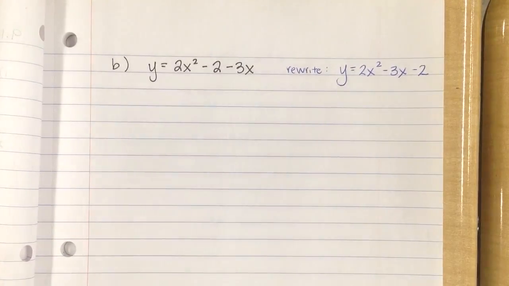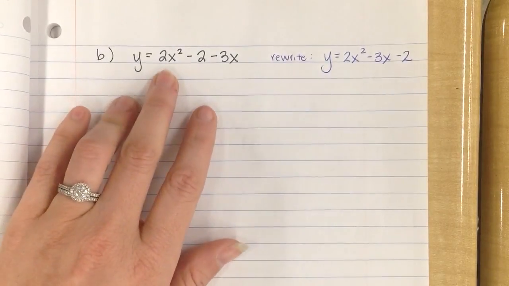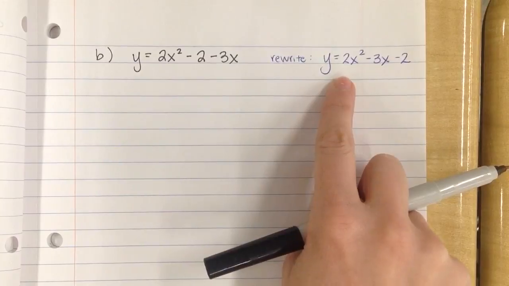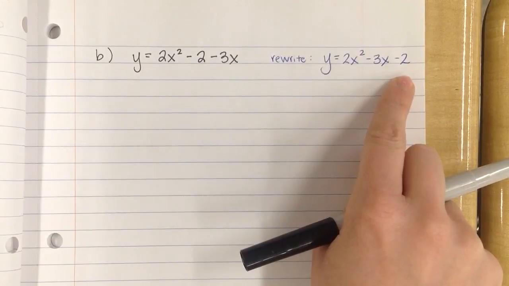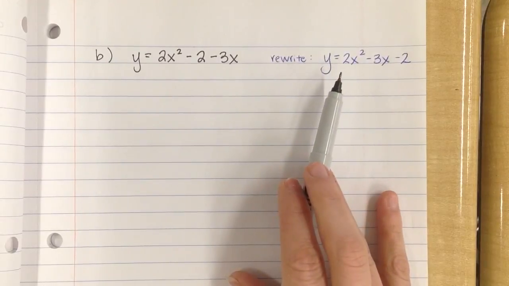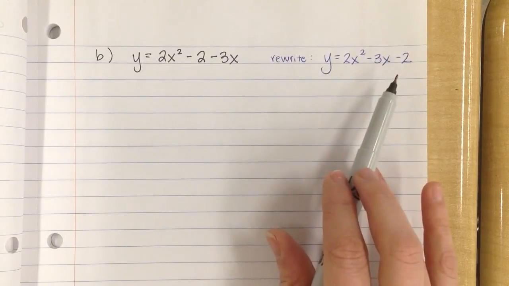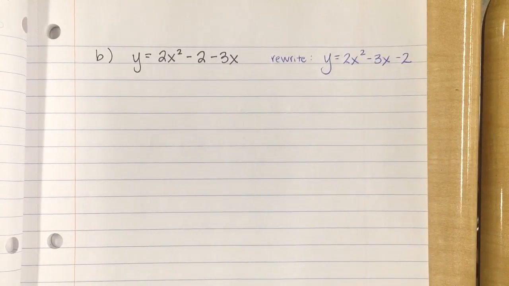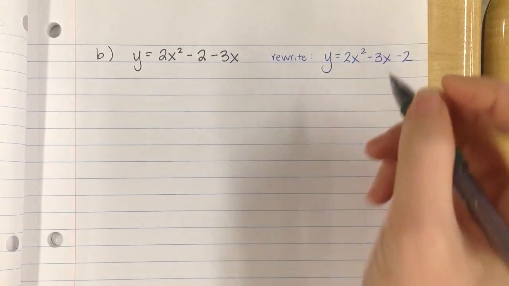My next task is to figure out which method I'm going to use. So again, I'm going to ask myself, is there a negative a value? No, so I don't need to do anything there. Is there a common term that all three share? No, I have a 2, a negative 3, and a negative 2. Nothing shared. Is it a special case? No, because 2 and negative 2 are my a and c values, and neither of them are perfect squares, and they both have to be perfect squares to be a special case. Therefore, my next task is to determine if this is factorable. We do this by using our diamond factor.